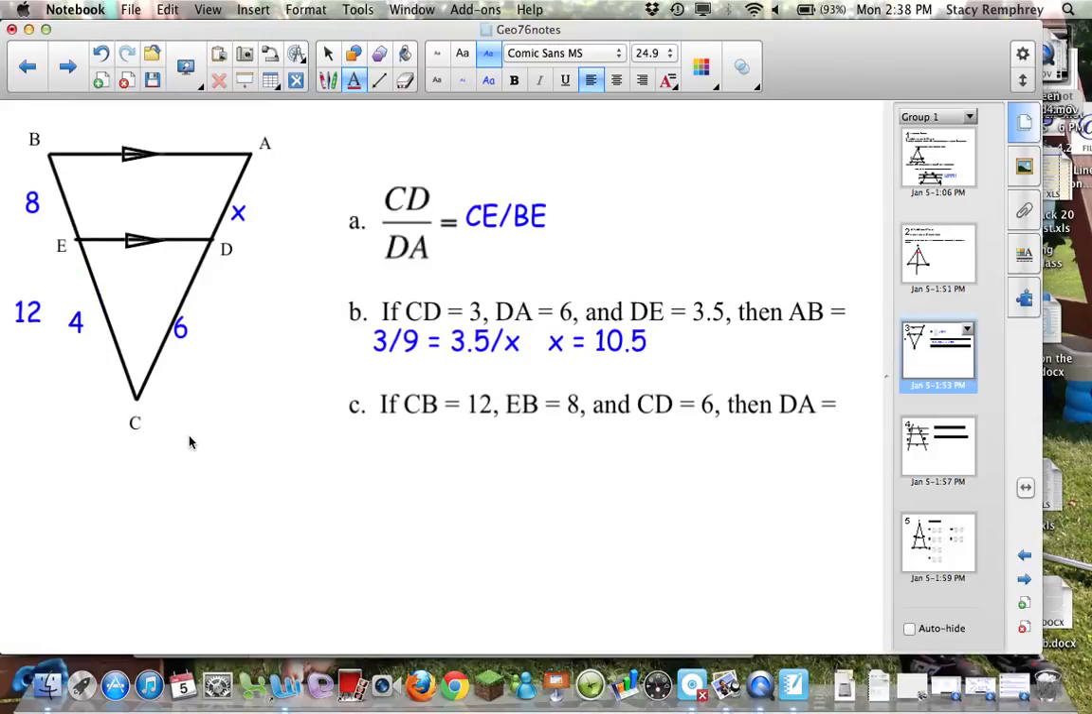And what I'm doing is I'm constantly saying, okay, what am I comparing in one ratio? What am I comparing in another? So if I'm going to go CD and DA, again, there's more than one way to do this, I'm going to make sure I go CE to EB. That length of 12 helped me to figure out what CE was. So I'm going to go 4 over 8 equals 6 over x. And when you solve that, you should get x equals 12.